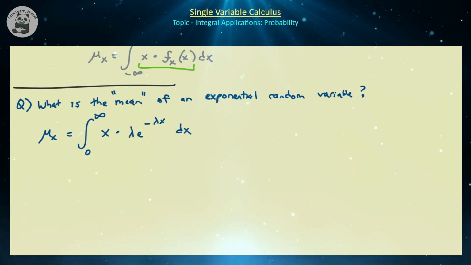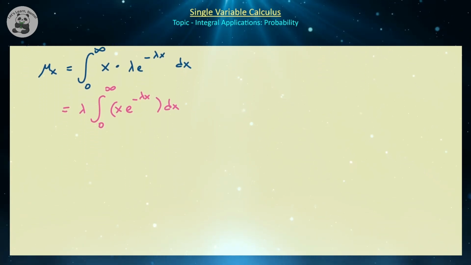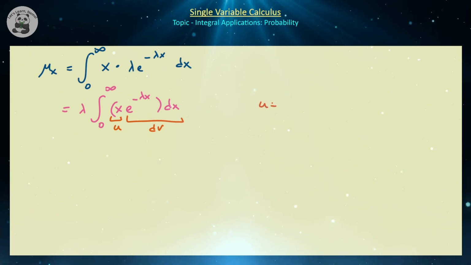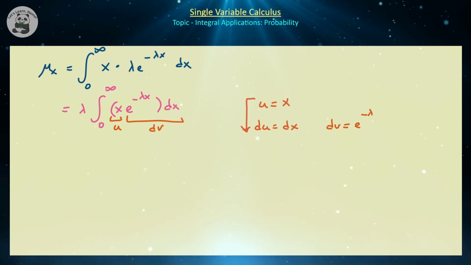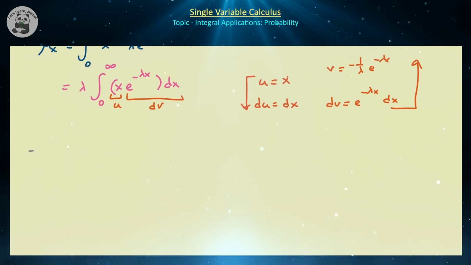As usual, lambda is a constant, so I can factor that out. So I'm going to have lambda times the integral from 0 to infinity of x e to the minus lambda x dx. Now I have this integral with x and e to the minus lambda x, so I want to use integration by parts to solve it. I'm going to let my u be x and my dv be everything else. If u is equal to x, then du will be equal to dx. If I choose dv to be equal to e to the minus lambda x dx, then v will be equal to minus 1 over lambda e to the minus lambda x. Right? So this sets us up for some nice integration by parts. So this is going to give us what?